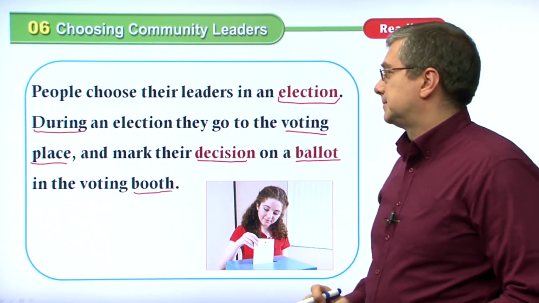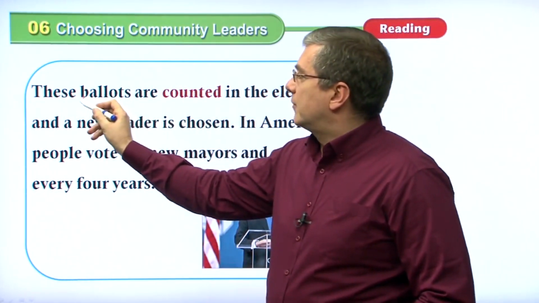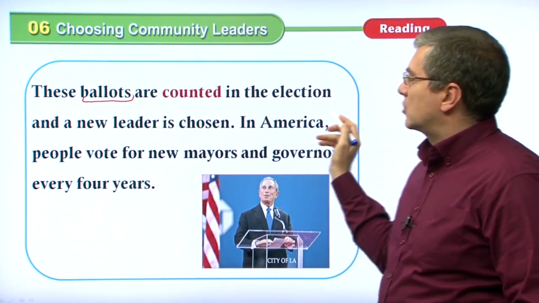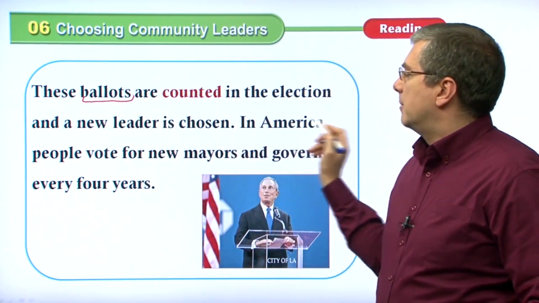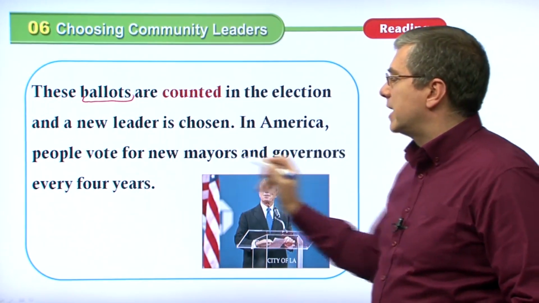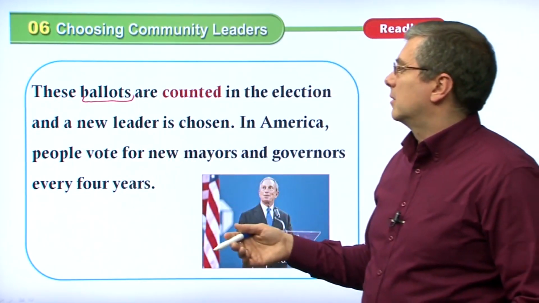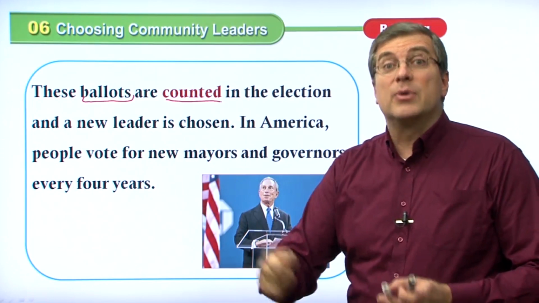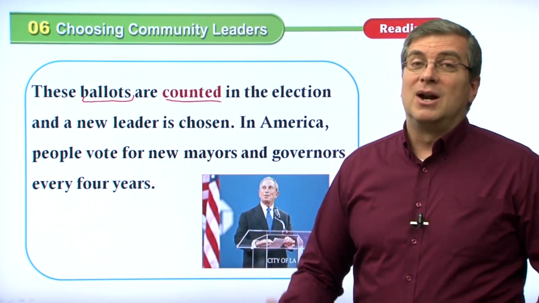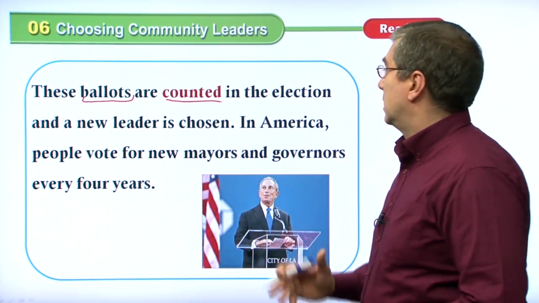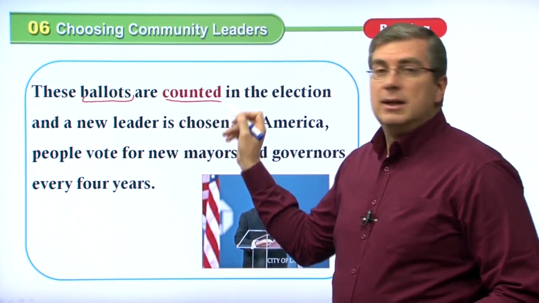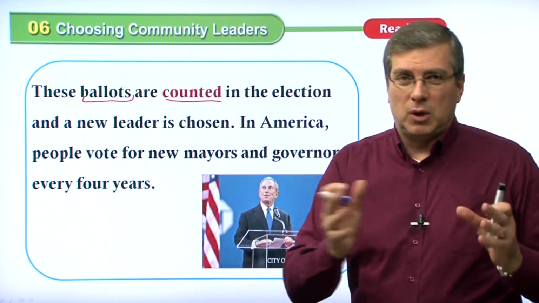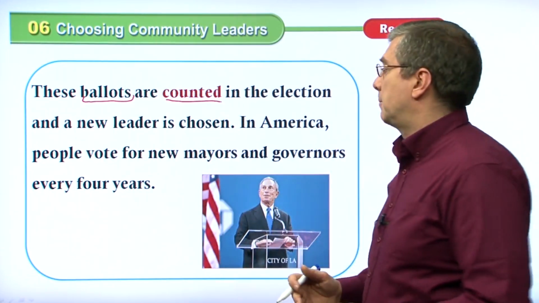Now, after everybody has voted, after the election is finished, these ballots are counted, and a new leader is chosen. In America, people vote for new mayors and governors every 4 years. Okay, so what are we talking about here? The ballots are counted. We talked about counted. 1, 2, 3, 4. People go and count the ballots. It's a big job. A lot of people are necessary to count all the ballots in the election. A new leader is chosen because after you count, you know which contenders got the most votes. The person with the most votes is the new leader.